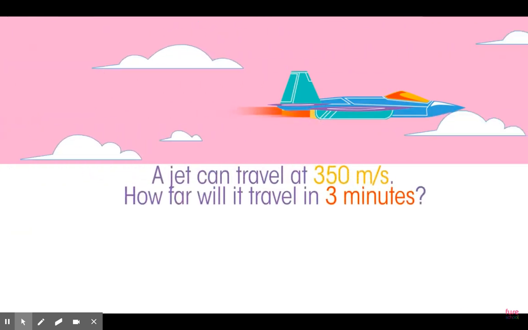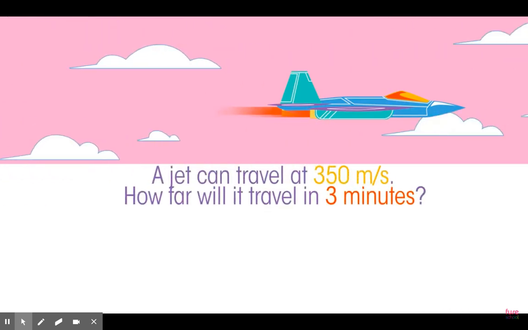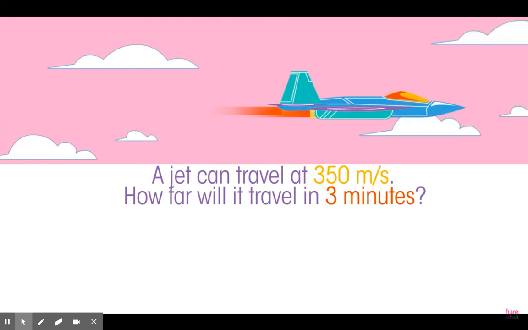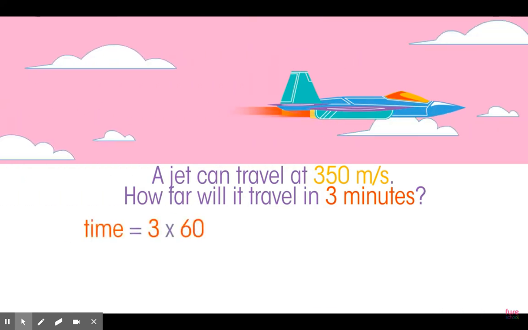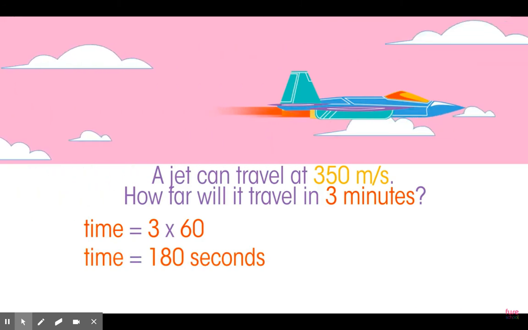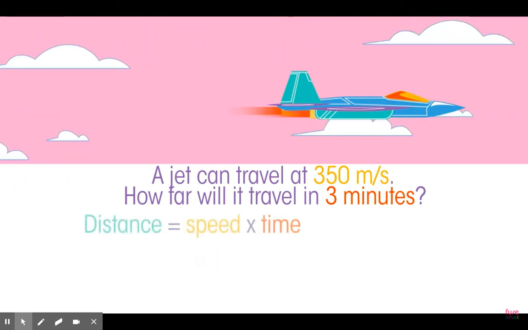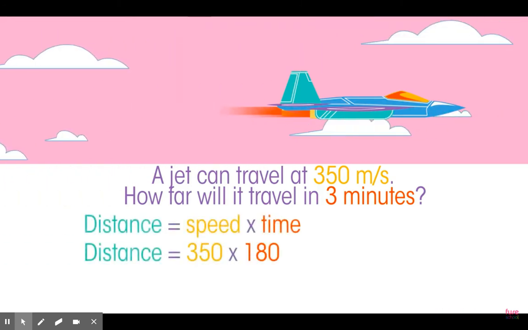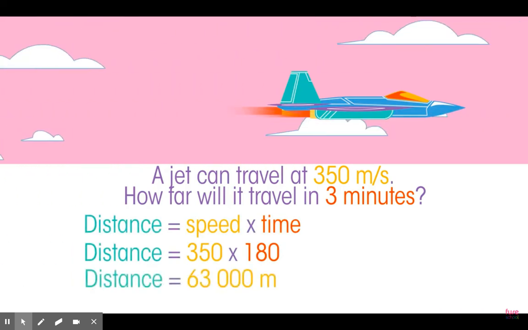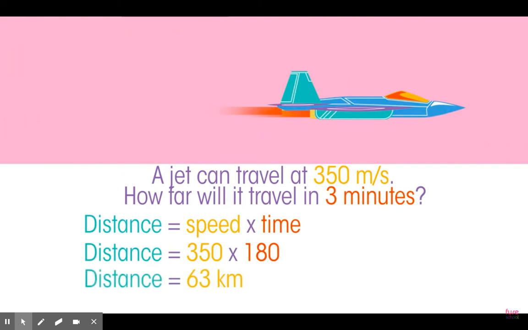So how far will it travel in 3 minutes? Pause and have a think. Well, 3 minutes is 3 times 60, or 180 seconds. So the distance it will travel is 180 times 350, which equals 63,000 meters, or 63 kilometers.